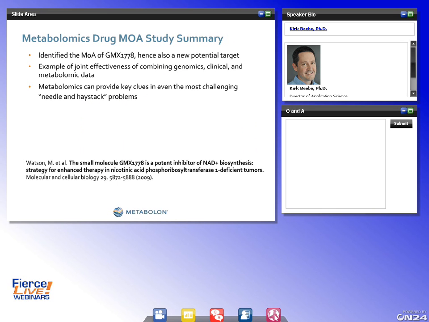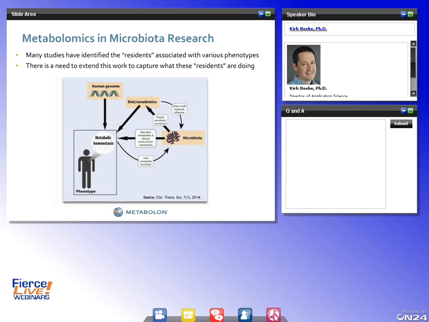And the last example I'm going to quickly run you through is another really cryptic, challenging area of research, which is microbiota research. And for those of you following this area, one thing that's certain is there's a lot of studies that are successfully identifying the residents, essentially the composition of the microbiota, that are associating with certain phenotypes. But the ability to understand what those residents are doing, what their actions are, in other words, mechanistically, is really a need to start to expand those studies in that direction. And this cartoon I have here is fairly detailed, but I've highlighted in red all the areas where small molecules or metabolism have an interplay between the microbiota and the host or the associated phenotype.